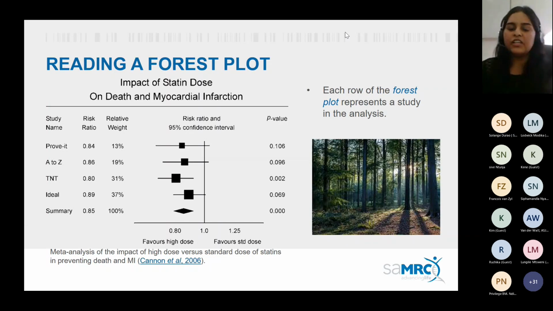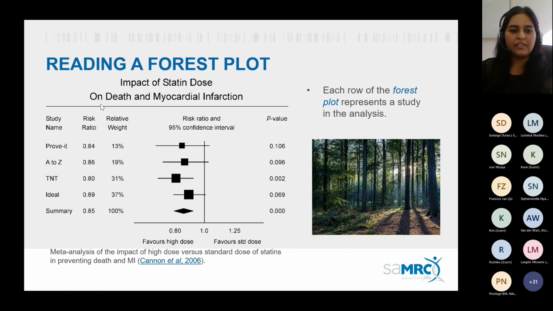Thanks, Solange. So the next thing we're going to look at is how to read a forest plot. The results of a meta-analysis are presented on a forest plot, and it's called that because it's said to resemble a forest of lines on the page. Each row of the forest plot represents a study in the analysis. So in this example, we have 4 studies.